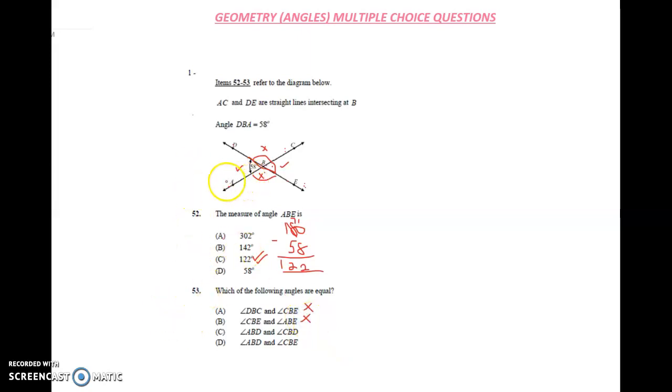So let's try ABD. So that's here is equal to CBD. Again, ABD, they're telling us is equal to CBD. So this is wrong. So it had to be D. Let's just check. ABD here is equal to CBE here. So you see vertically opposite angles are equal. Very simple, right?